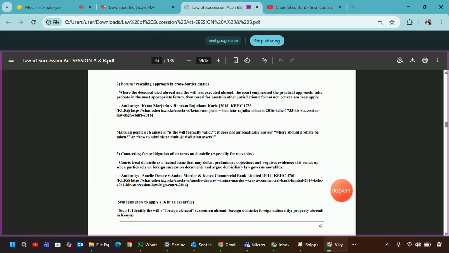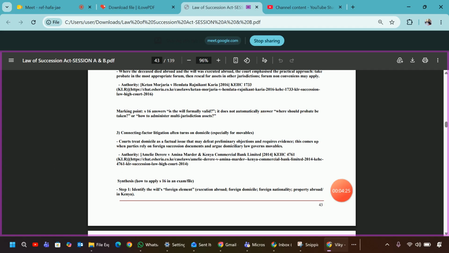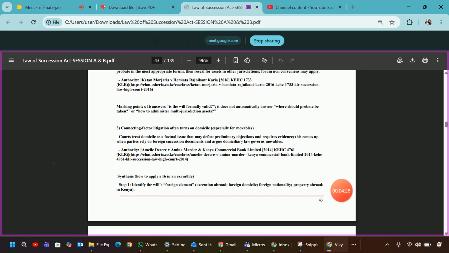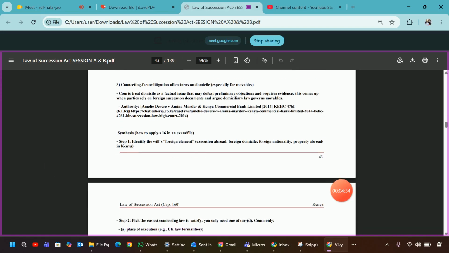Key takeaway number 3: if you read the decision Amili Derere versus Amina Mada and Kenya Commercial Bank 2014, courts treat domicile as a factual issue that may defeat preliminary objections and require evidence. This comes up when parties rely on foreign succession documents and argue domiciliary law governs movables.